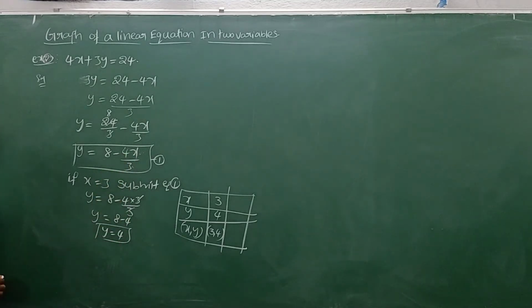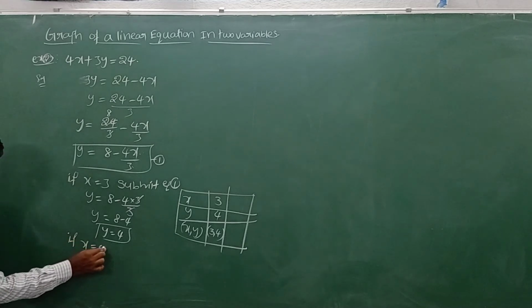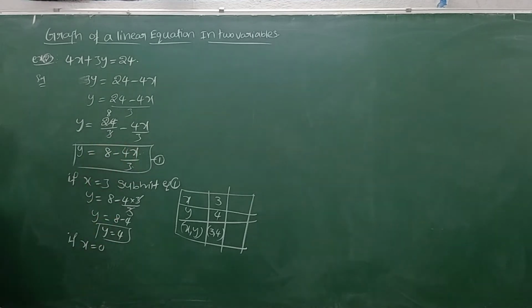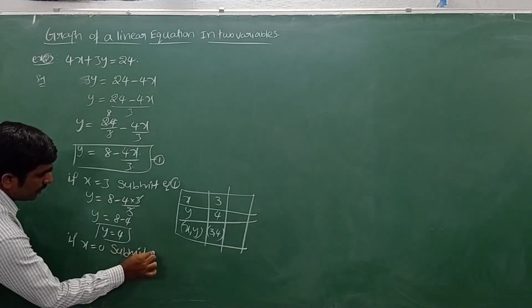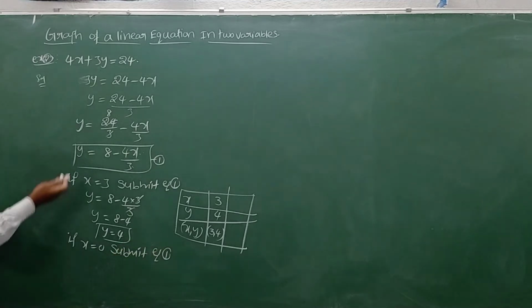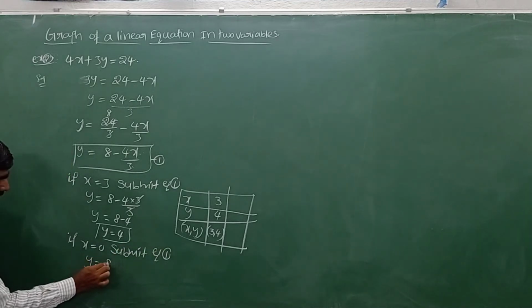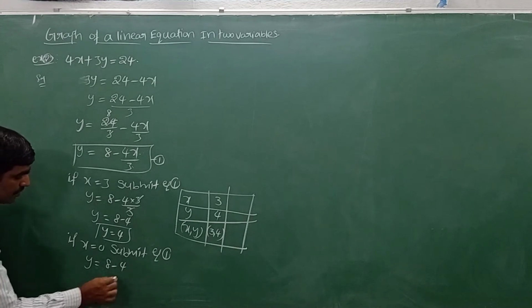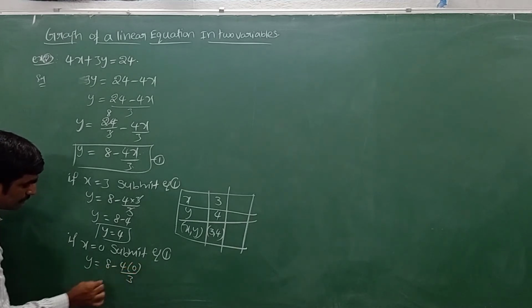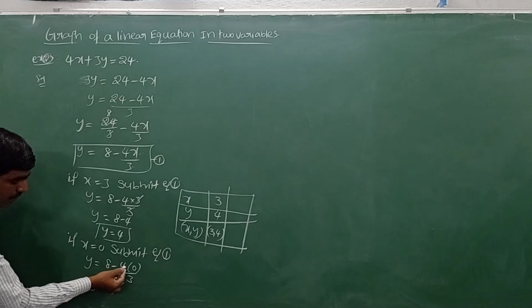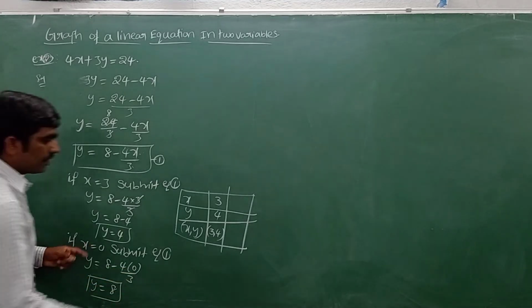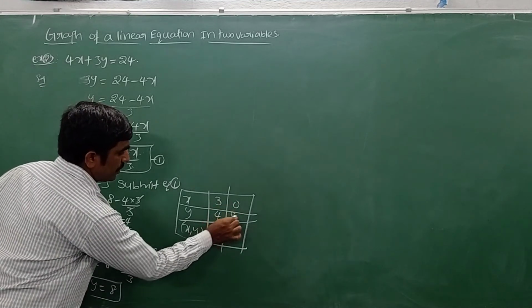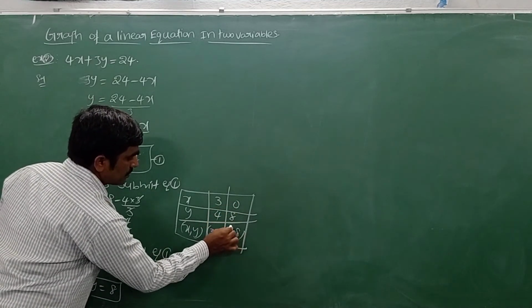Alright, let me now take x is equal to 0 to be better. If x is equal to 0, 4 into 0 is 0. If x is equal to 0, I want to substitute in equation 1. Now see equation 1, y is equal to 8 minus 4 times x, which is 0, by 3. So y is equal to 8, 4 into 0 is 0, 0 by something is 0. So you can see y is equal to 8. By taking x is equal to 0, I got the corresponding y value 8. So (0, 8) is the ordered pair.